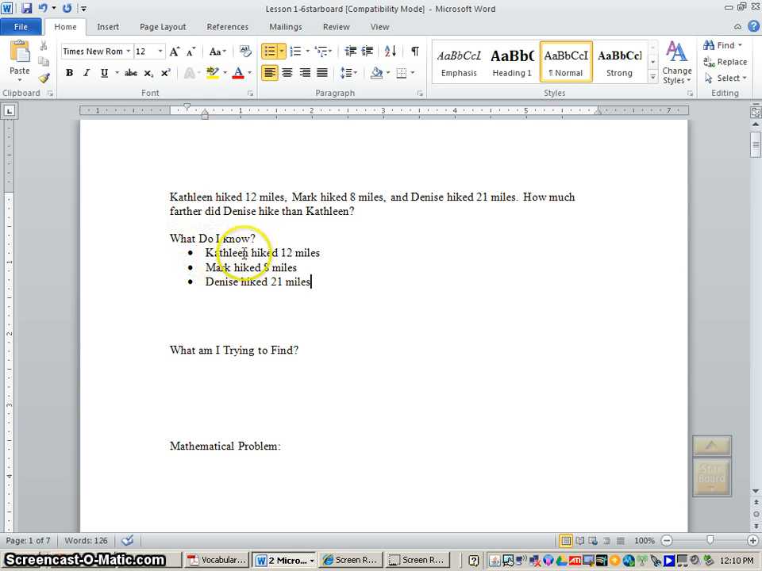So I see that Kathleen hiked 12 miles, so I would write that underneath what do I know. I see that Mark hiked 8 miles, so I'll type that in underneath the what I know section. And finally, Denise, I know that she hiked 21 miles. Whether I need the information or not, I'm going to include it underneath the question of what do I know.